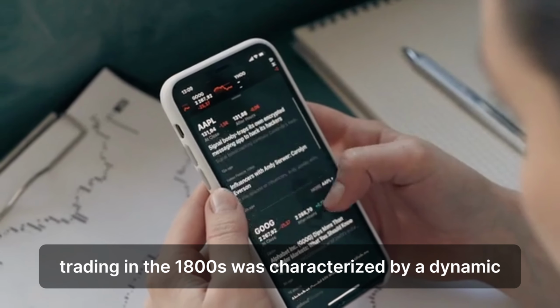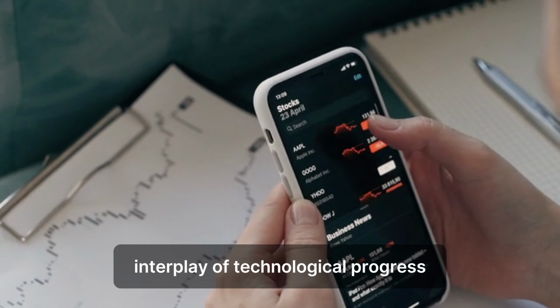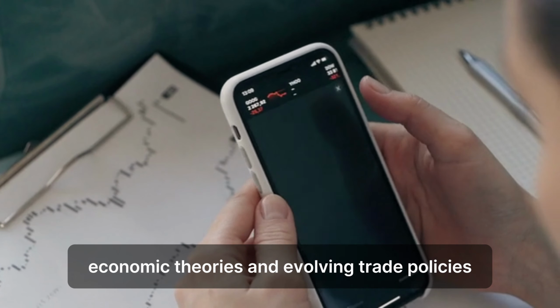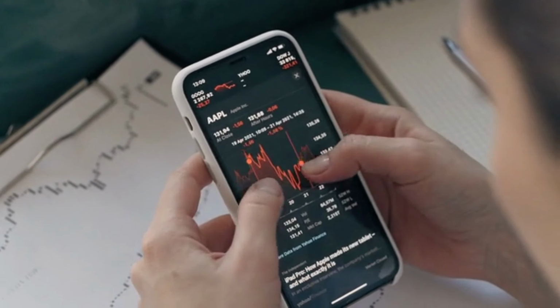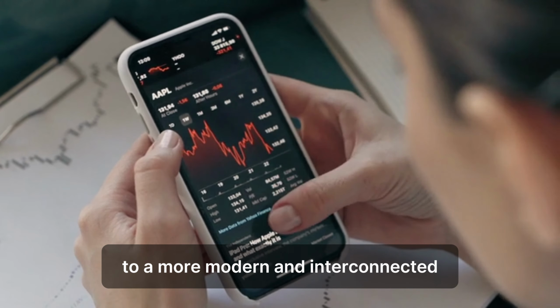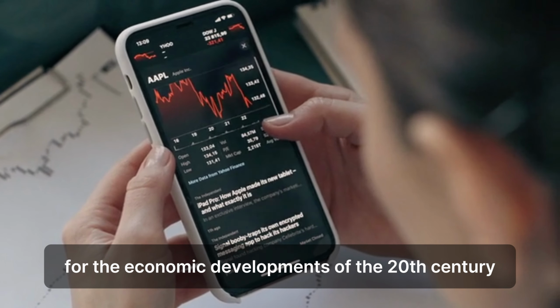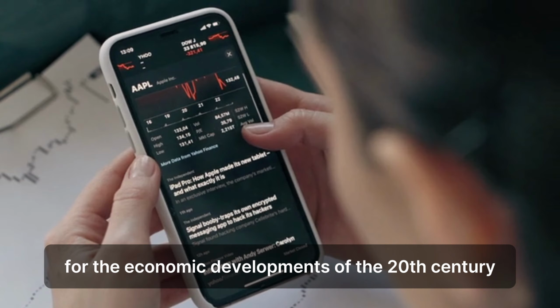Overall, trading in the 1800s was characterized by a dynamic interplay of technological progress, economic theories, and evolving trade policies. The period marked a transition from traditional trade practices to a more modern and interconnected global trading system, laying the groundwork for the economic developments of the 20th century.